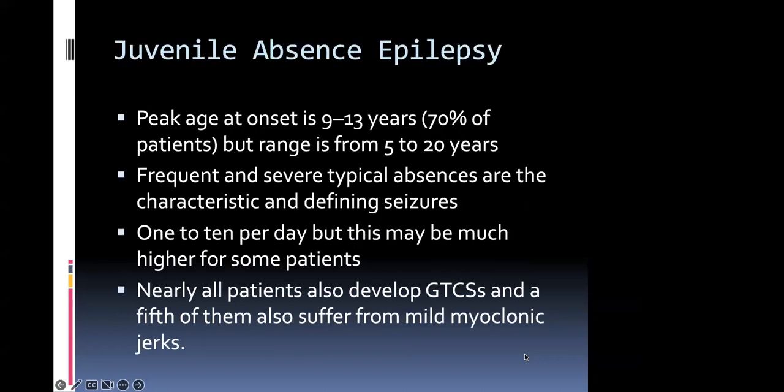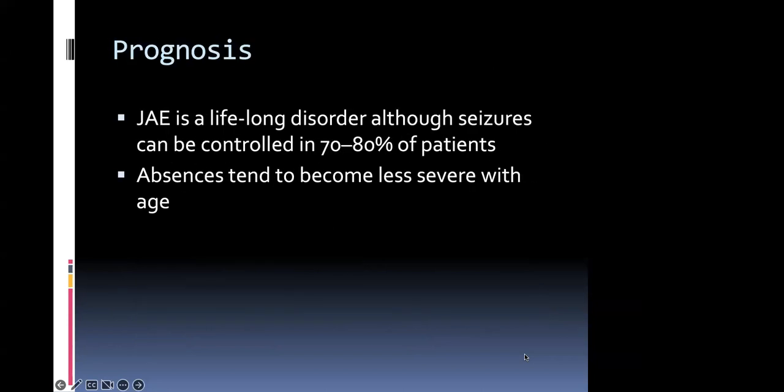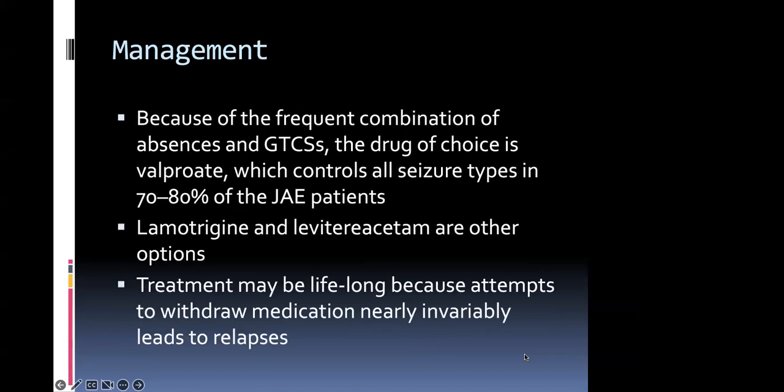So prognosis in juvenile absence epilepsy is a lifelong disorder, although seizures can be controlled in 70 to 80% of the patients. Absences tend to become less severe with age. Because of the frequent combination of absences and GTCS, the drug of choice is valproate, which controls all seizure types in 70 to 80% of JAE patients. Lamotrigine and levetiracetam are other options. Treatment may be lifelong because attempts to withdraw medication nearly invariably lead to relapses.